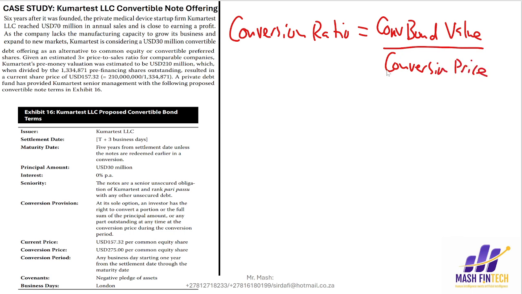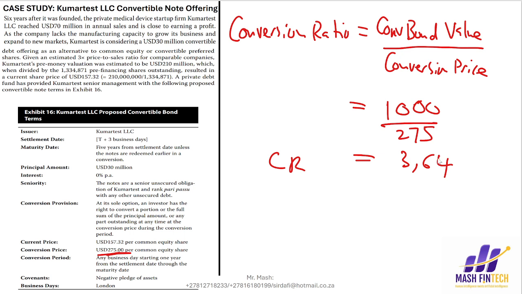And in our case here, we see that the convertible bond value is given as 1,000. And the conversion price here is given as 275. If you divide, you're going to have the conversion ratio is 3.64. So if you have an owner of a 1,000 bond, they can redeem this for 3.64 shares of common stock during the conversion period.